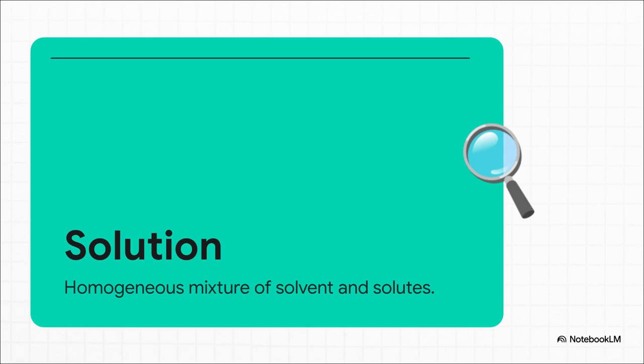Inside this mixture, you've got a clear hierarchy. The solvent, that's the component present in the largest quantity. Think of the solvent as the boss. It completely dictates the physical state of the solution, whether that's solid, liquid, or gas. The other components, the ones in smaller amounts getting dissolved, those are your solutes.